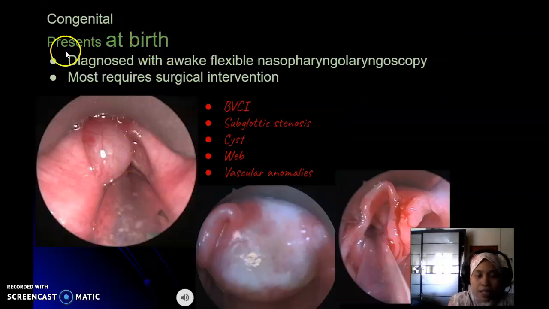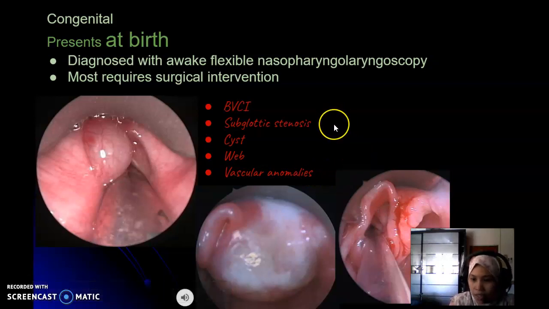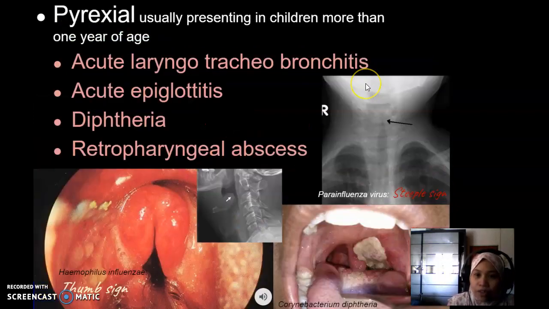Other congenital causes, different from laryngomalacia, present at birth, not after birth. They need to be diagnosed with awake flexible nasopharyngolaryngoscopy. This is a very important thing to note: you cannot diagnose laryngomalacia before you exclude congenital causes of stridor. Examples of these causes are bilateral vocal fold immobility, subglottic stenosis, cysts as seen in this picture here, false cord cyst, a vallecular cyst, huge vallecular cyst, webs, and also vascular anomalies. Congenital causes of stridor need surgical intervention. That is the primary reason why you cannot diagnose laryngomalacia before you have performed an awake flexible nasopharyngolaryngoscopy.